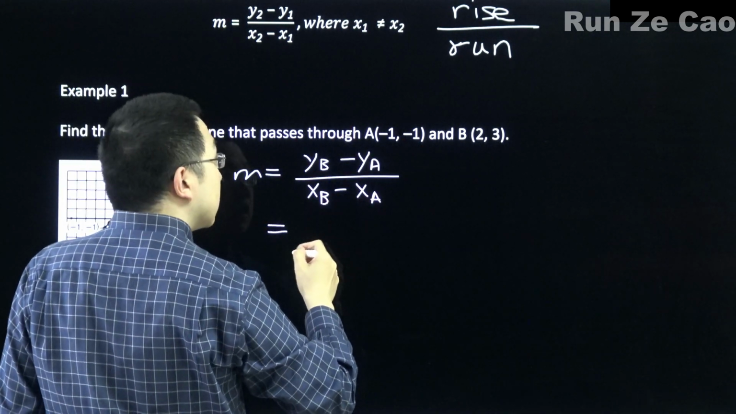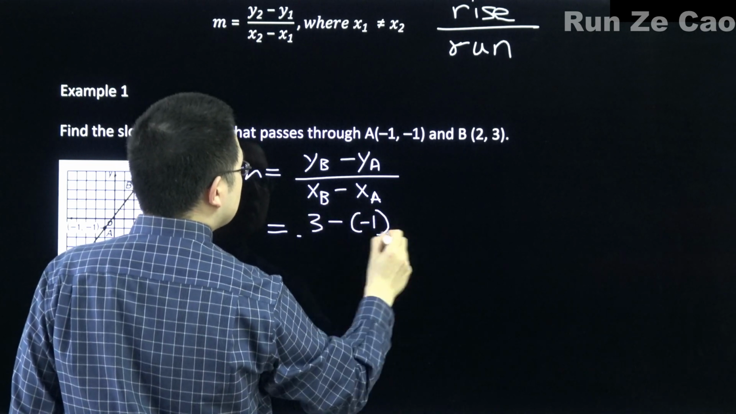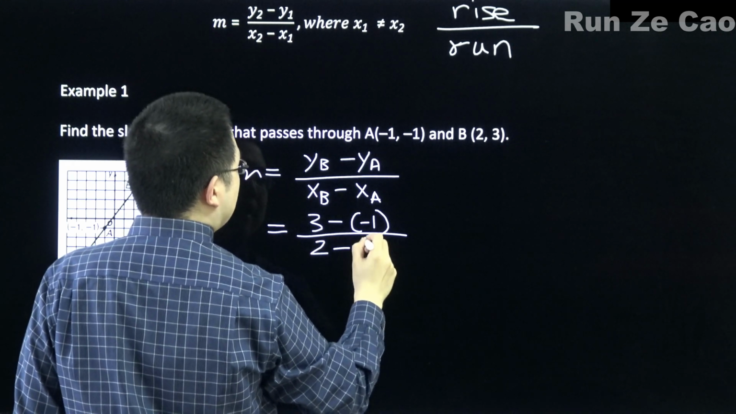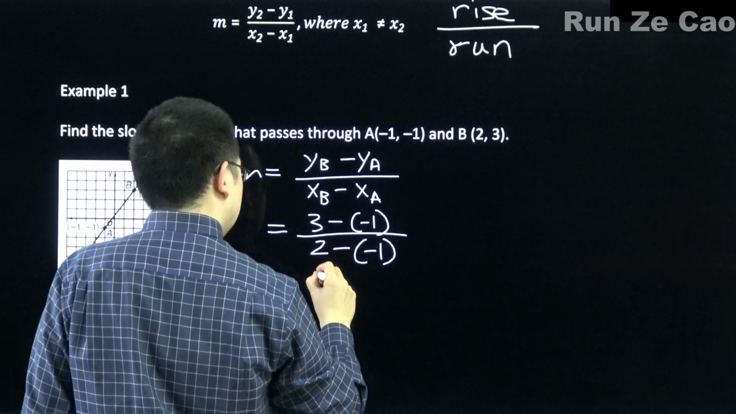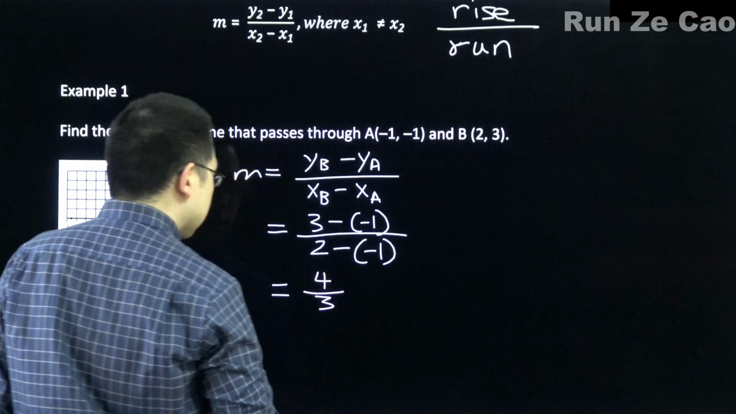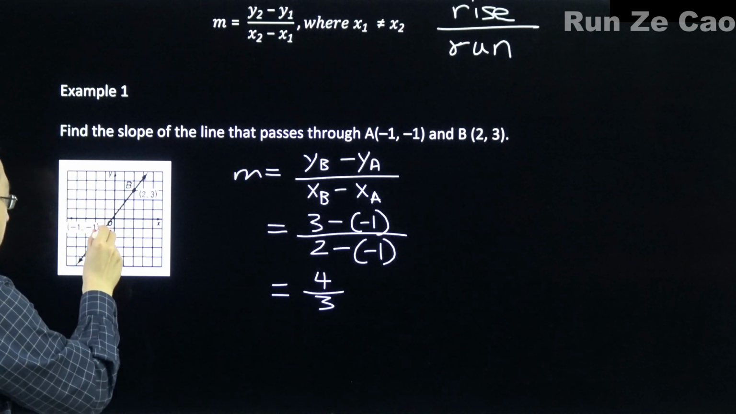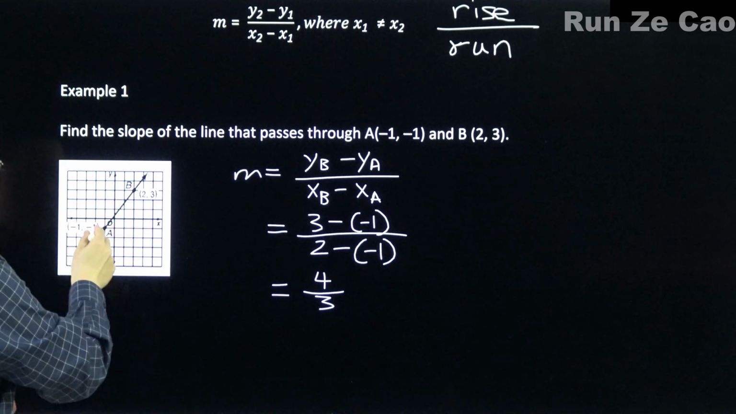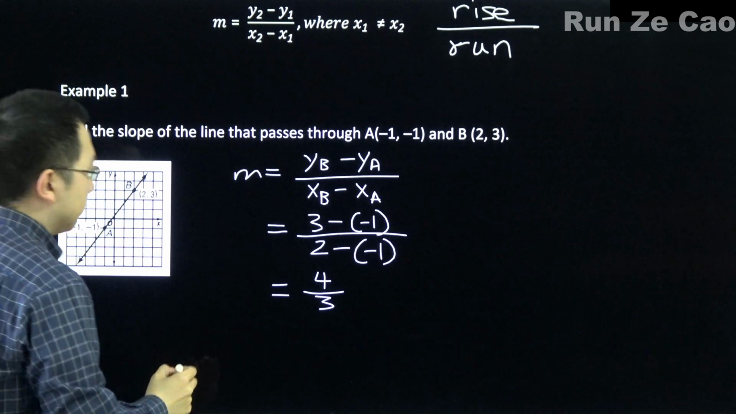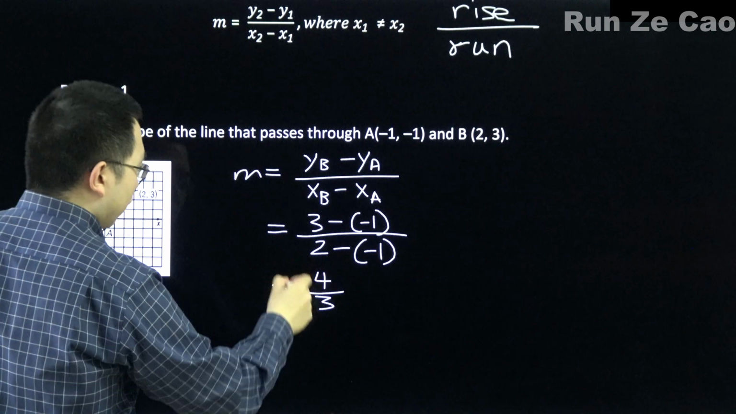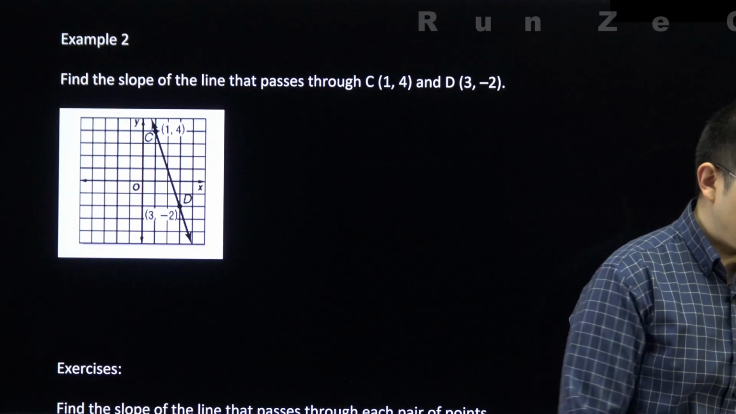So yb is 3 minus ya, which is negative 1, over xb, which is 2, minus xa, which is negative 1. So this would be 4 over 3. And we look at the graph. Does this make sense? Oh, for 3 grids we went across, positive 3 grids, we end up going up 4 grids. So rise is 4 versus run is 3. Yep, okay.